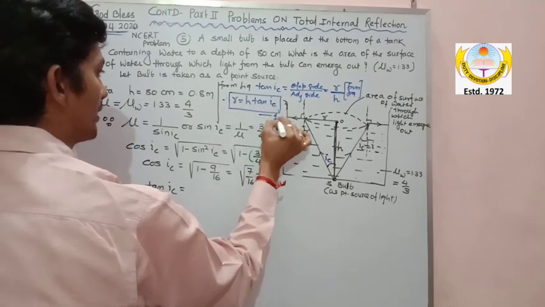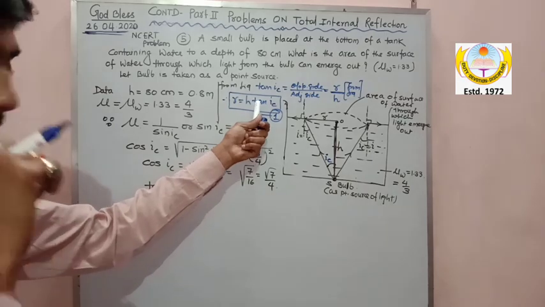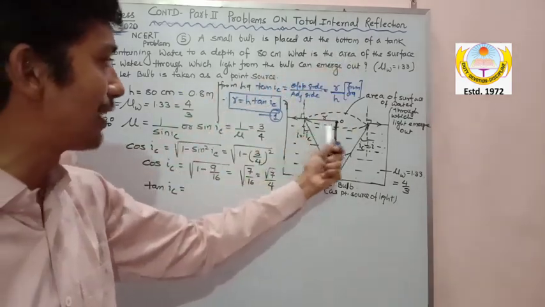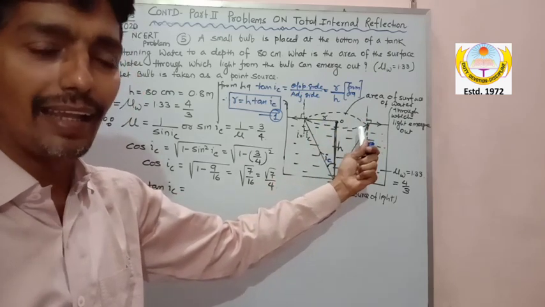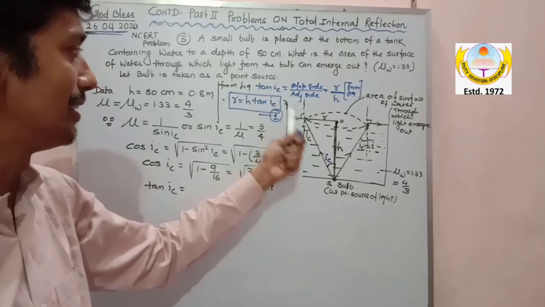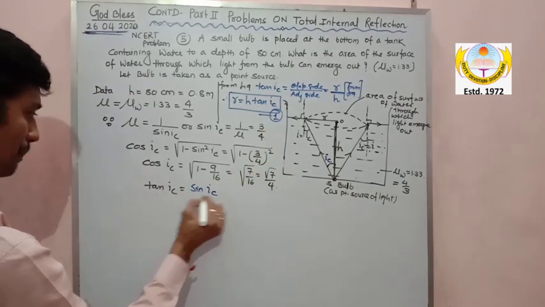This I will put as equation number 1. So my R, the radius, is needed because I have to find the area. Area of this patch will be pi r square. I can calculate area only if I know R. So R is h tan ic, so that's why I am finding tan ic. And tan ic is sin ic upon cos ic.